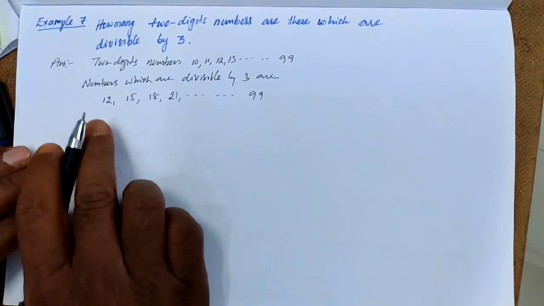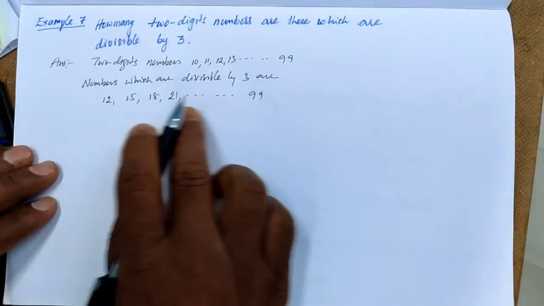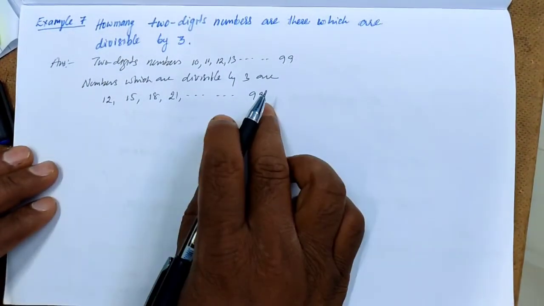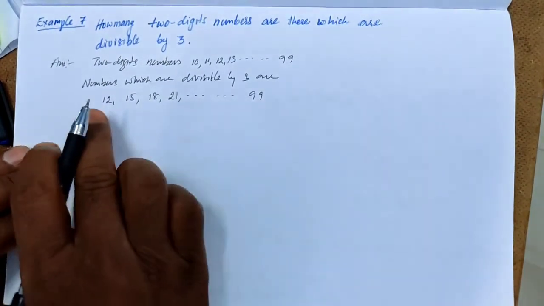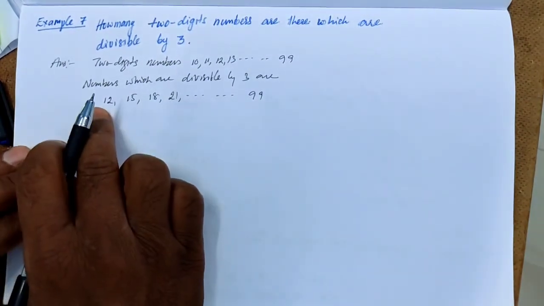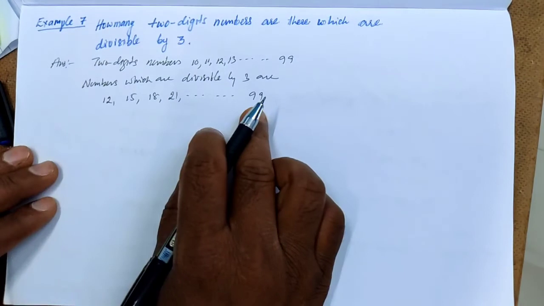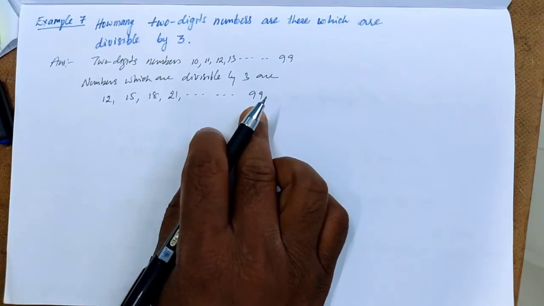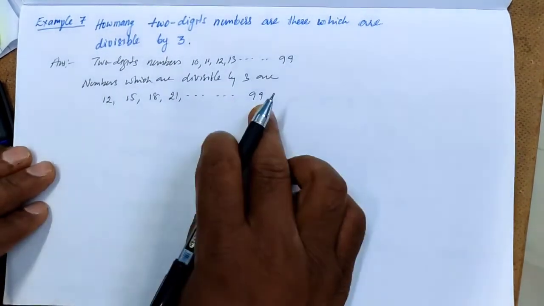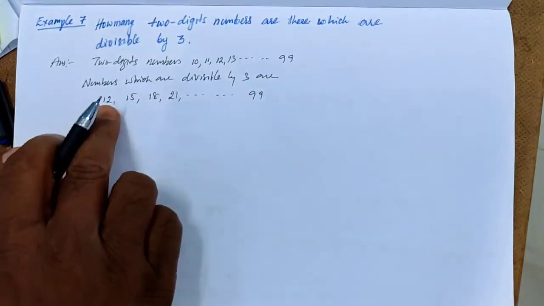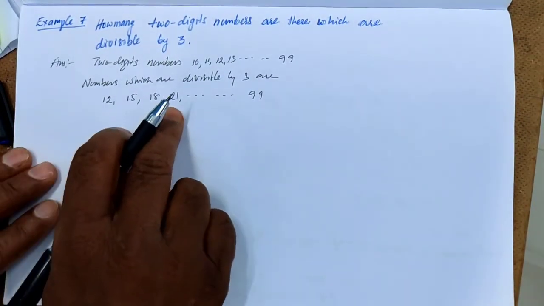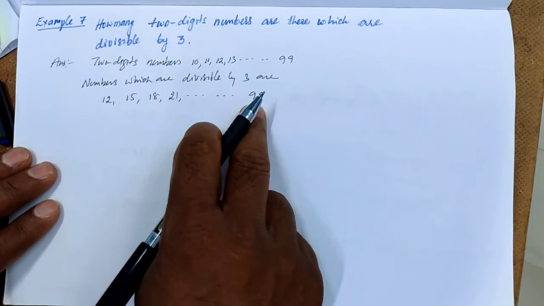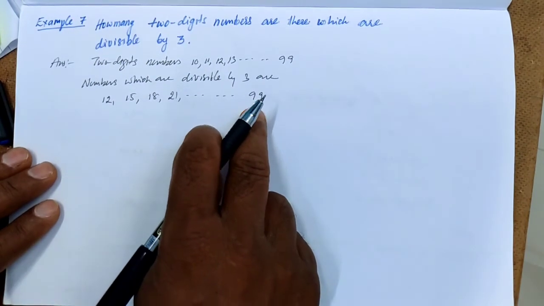So how many numbers are there? How many of these type of numbers are there from 12 to 99? That we have to find: the number of terms in this series. So we know the first term, second, third, fourth term, and we also know the last term. Let it be the nth term.